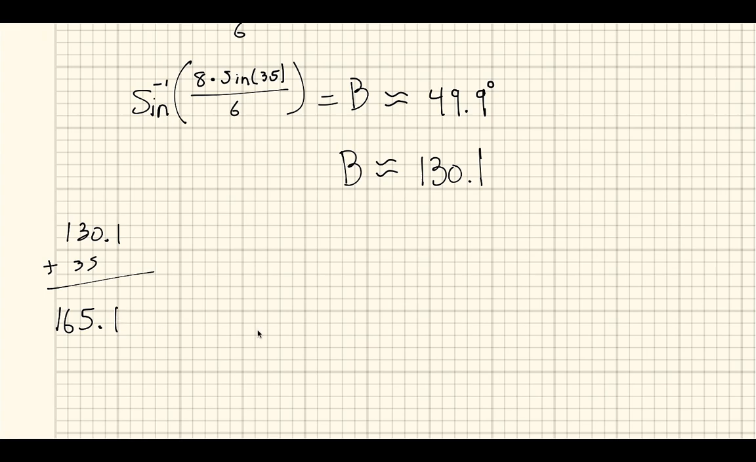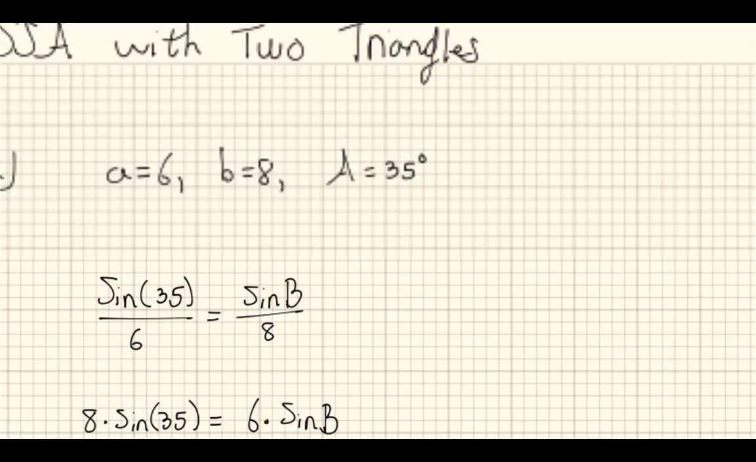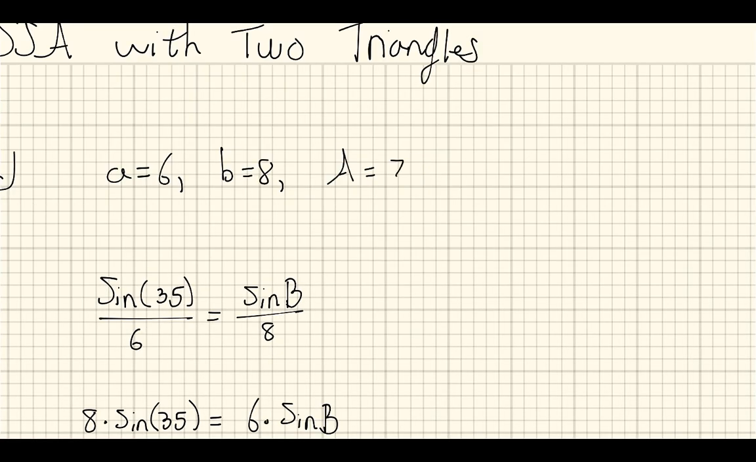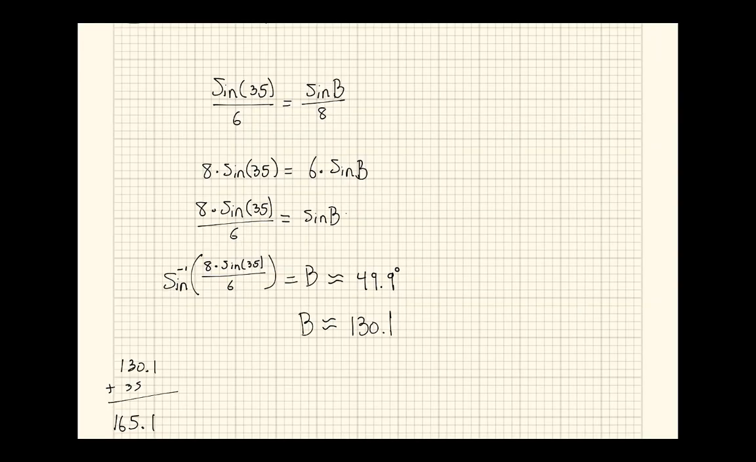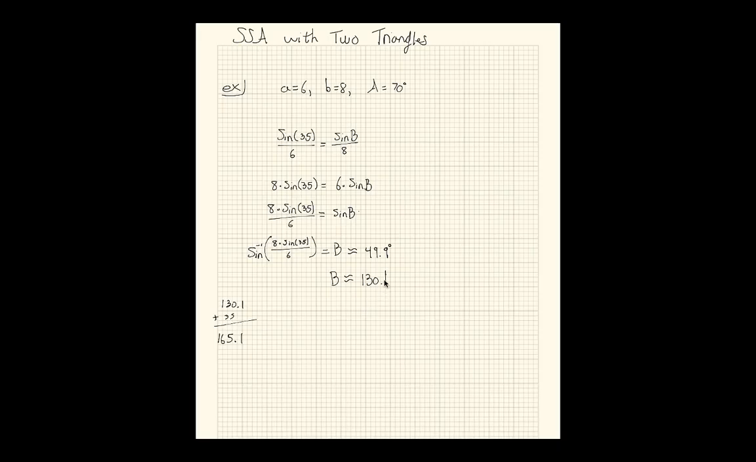Now, if this A had been something like, I don't know, 70 degrees, this no longer works, because if I do 130 plus 70, that's going to be greater than 180. I don't have room to make a second triangle. There isn't enough room for a third angle, if that makes sense. So change that back to a 35.